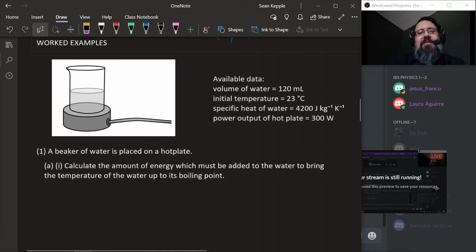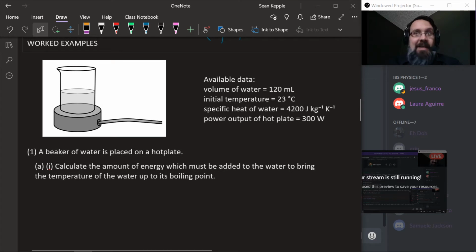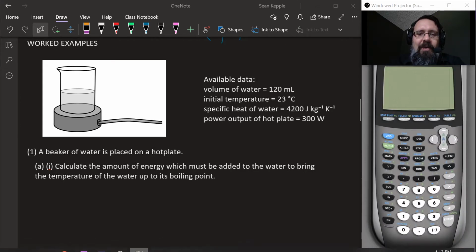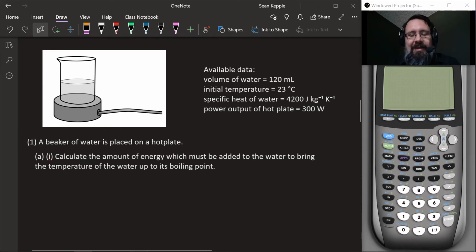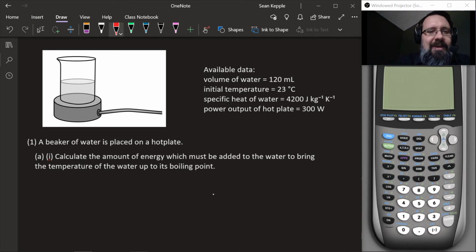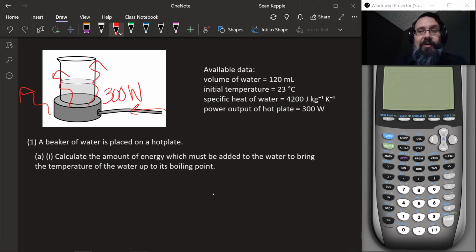All right, so here's the first question. So we have the same thing, a beaker of water on a hot plate. And here's our available data. We have 120 milliliters of water. We have an initial temperature of 23 degrees Celsius. We have a specific heat of water as being 4,200 joules per kilogram per Kelvin. And then we have a power output of the hot plate of 300 watts. So the hot plate is capable of transferring 300 watts. It's taking the electrical energy that we're feeding into it, and it's releasing 300 watts of heat power output from the hot plate.